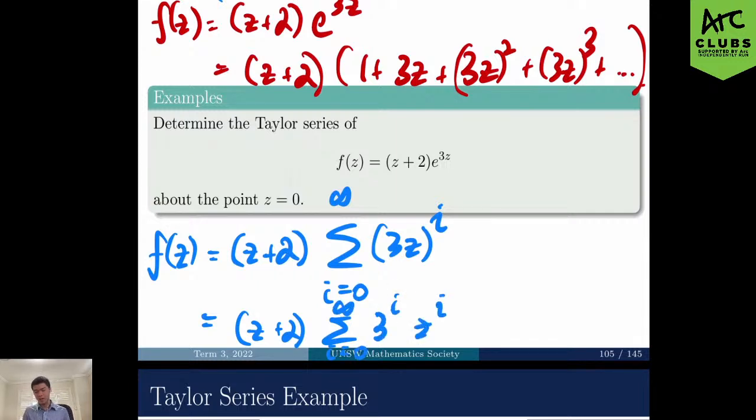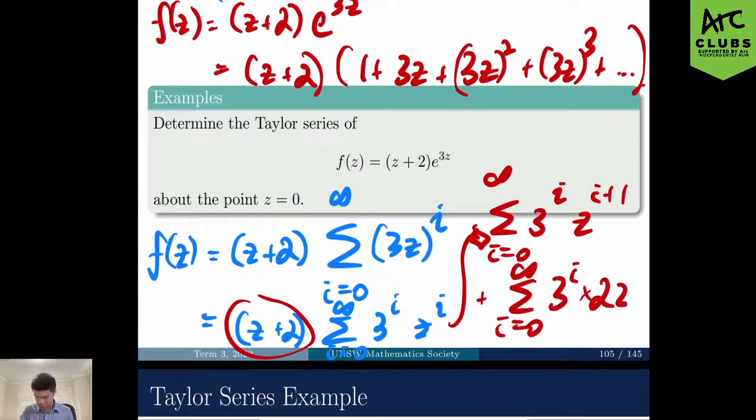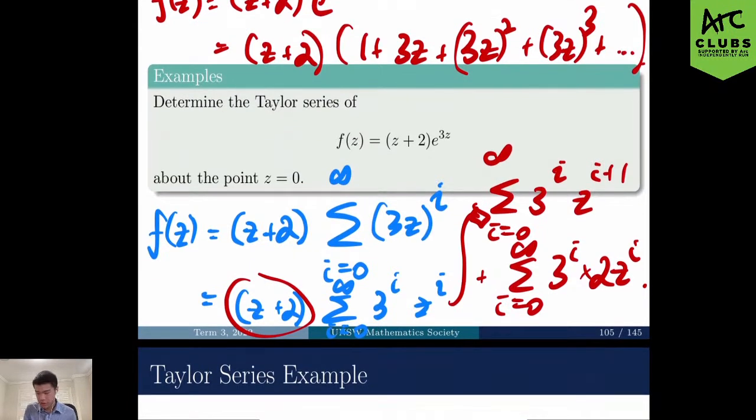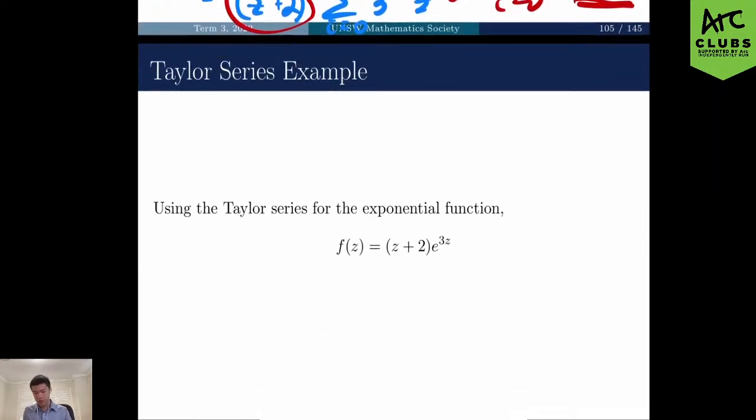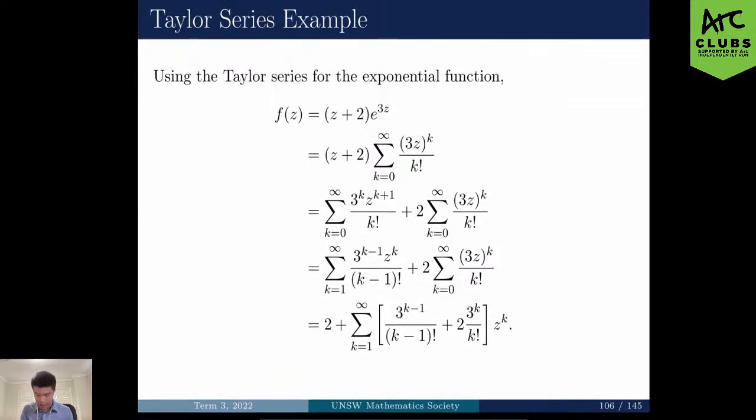You've got 3 to the i times z to the i. And then you can actually expand each of these terms individually out, and you'll get z to the i plus 1 times this. And so what ends up happening is you've got two different terms, and we'll see that you can sum them together by just changing the variables. So what we've got over here is a sum of two different things.